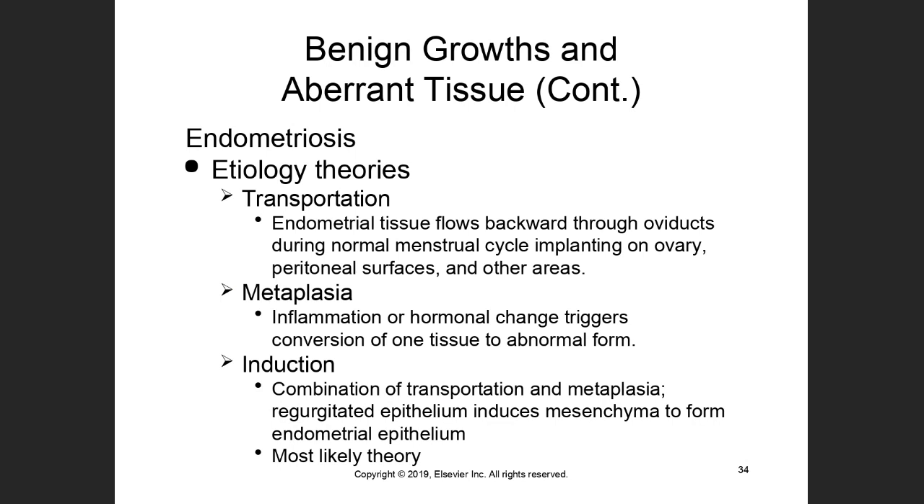The etiology theories are transportation, metaplasia, and induction. Transportation: endometrial tissue flows backward through the oviducts. Metaplasia: inflammation or hormonal changes trigger conversion of one tissue to another form. Induction is a combination of transportation and metaplasia, both combined together.